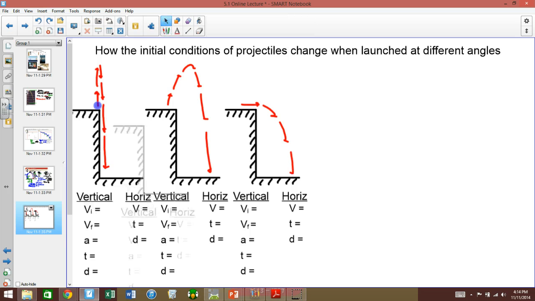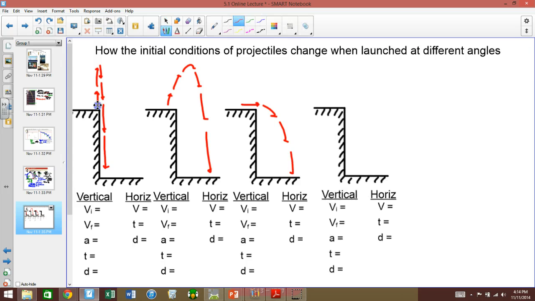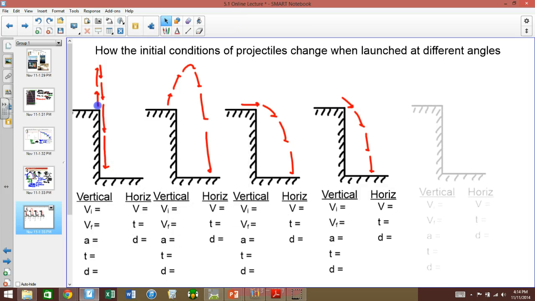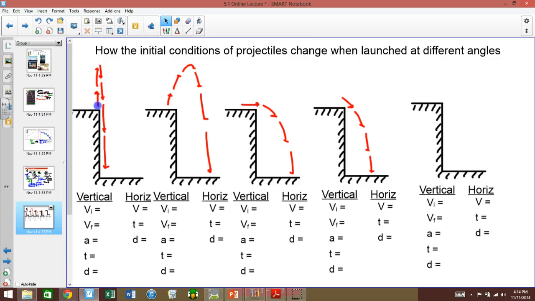I could also have another projectile that I fire downward at an angle. So I initially shoot it downward at an angle. And then lastly, the final type of projectile I could have is, what if I had a projectile that I fired straight down?